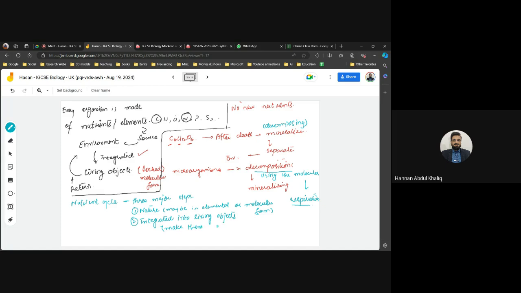Meaning, in nature, the elements are not always in usable forms. So we integrate the elements into living objects so we can use them. And the third is we return them into elemental or simpler form.